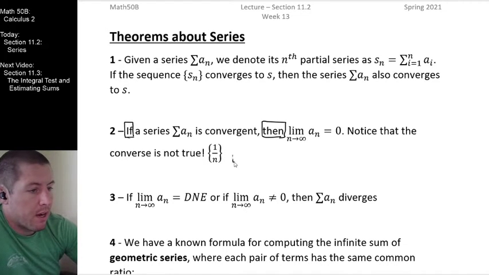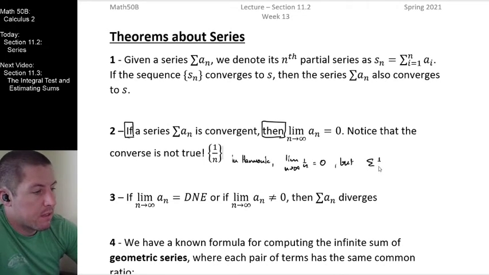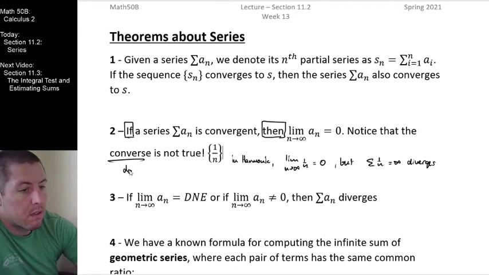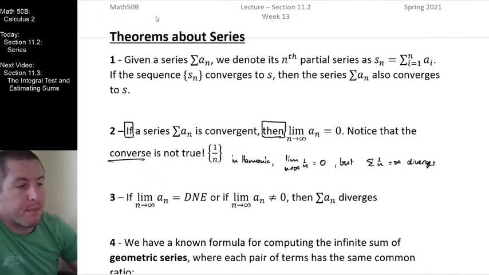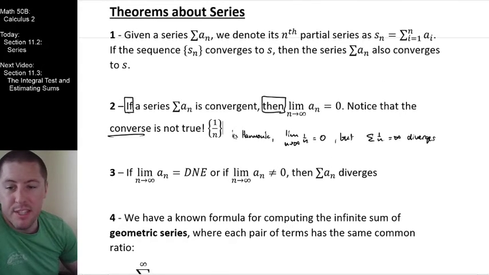And we can see in our harmonic series, the limit as n goes to infinity of 1 over n, the nth term, is 0, but the sum diverges. It does not work backwards. Or I should say the converse statement is not true. The converse is not true. If we flip this statement, then it no longer is true. So don't use this statement backwards here.